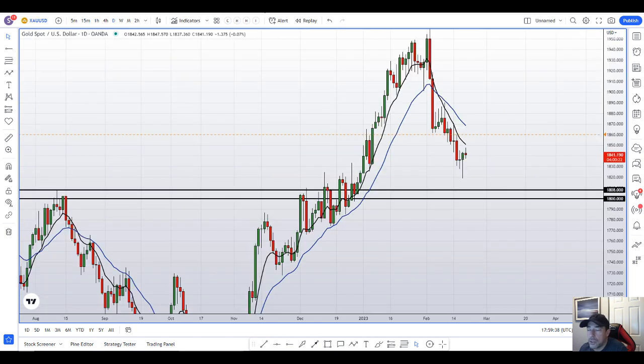And gold, where is gold? I am looking for a correction, at least back to this 8 moving average on the daily. Potentially it might come back into 1860. Then looking for shorts, looking for a sell setup with target of 1808, and I might leave a little bit on the table to see if we come and test the big number 1800. So hope all that makes sense. And yeah, let's see what the week brings.